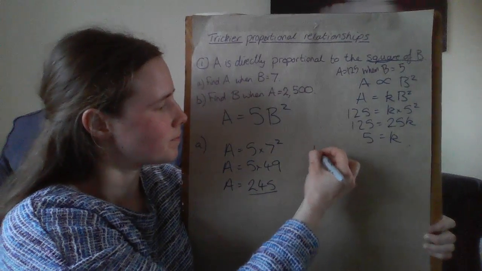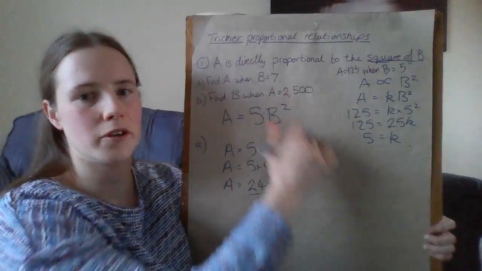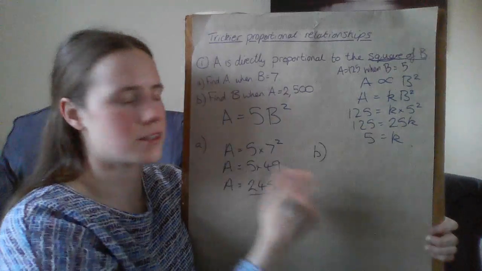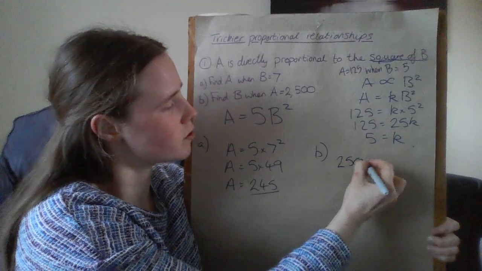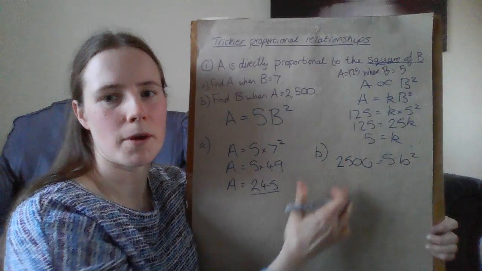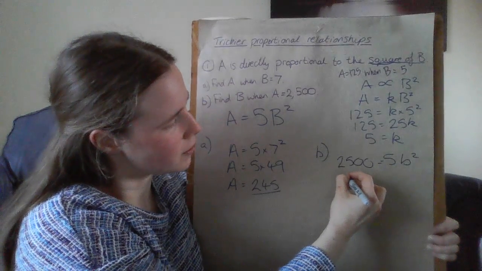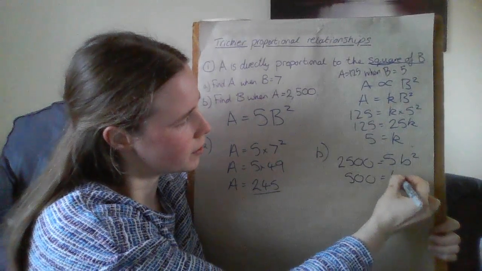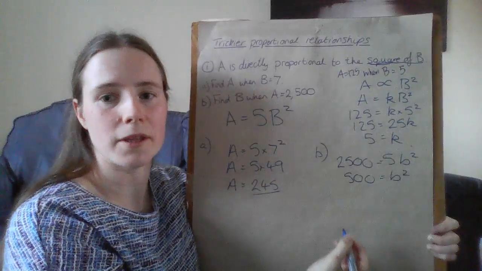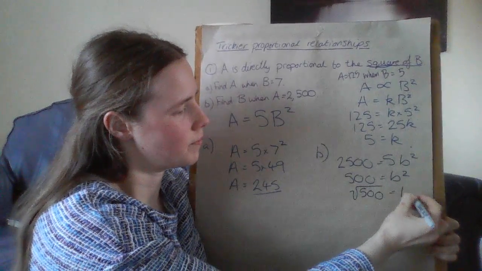For part B, I've been asked to work out B when A is 2,500. So I'm going to substitute that in here this time. 2,500 equals 5 lots of B squared. Divide both sides by 5 first of all. When I divide by 5, I'm going to get 500 as B squared. B is going to be the square root of 500, and I'm going to write that as a nice surd.